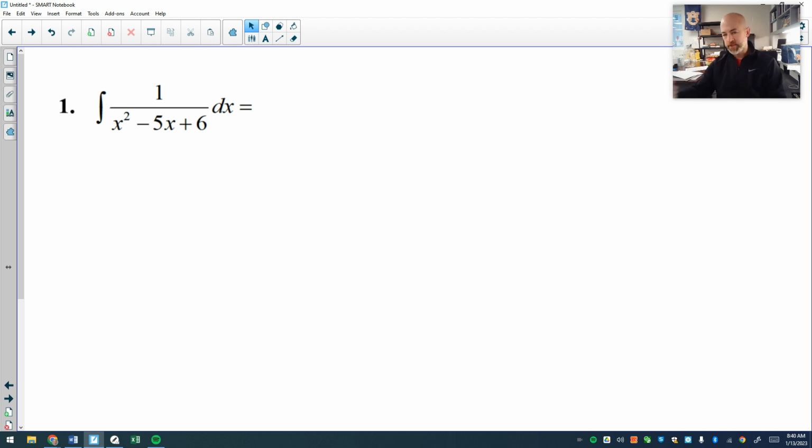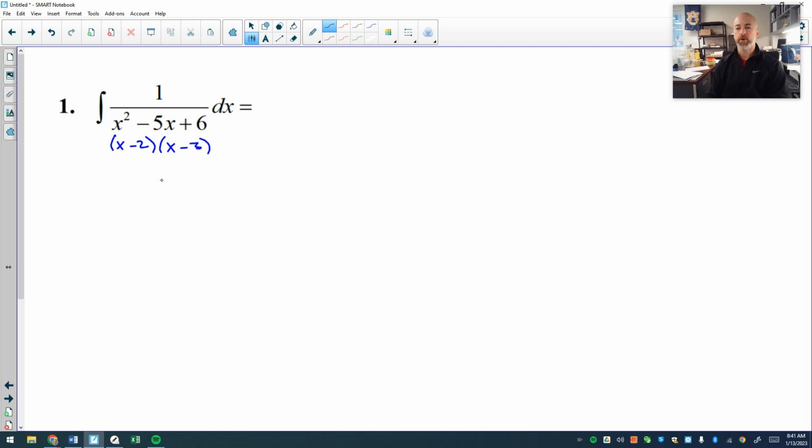Anytime I have a fraction, the first thing I always check is whether or not the top is the derivative of the bottom. It is clear that the derivative of my denominator is not 1. And so the natural log approach is out the window. After that, I see a polynomial in the denominator, and I want to see if that factors. And this one does indeed factor to 1 over x minus 2, x minus 3.